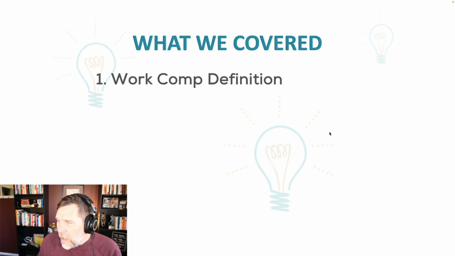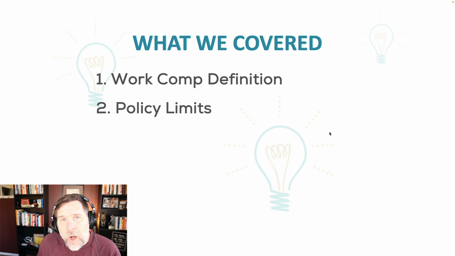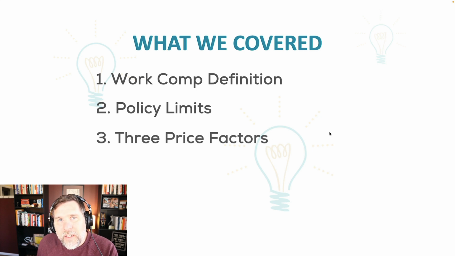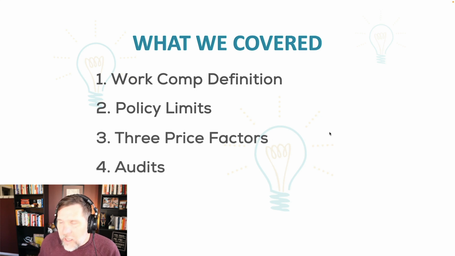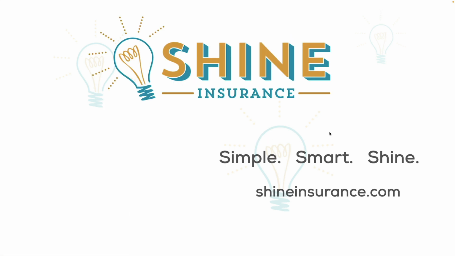All right, there it is. Workers' compensation definition, policy limits, the 3 price factors, and then, of course, audits. That is it. That was the simplest explanation. I really hope that gave you the understanding that you needed of workers' compensation insurance without over-talking or anything like that.